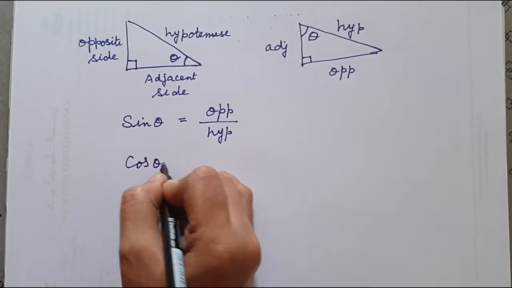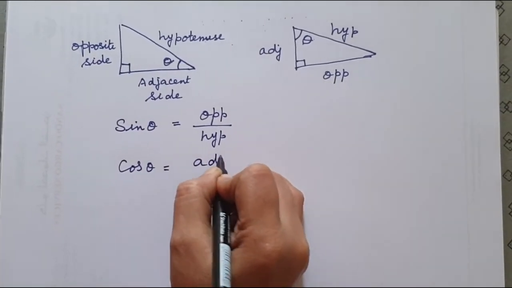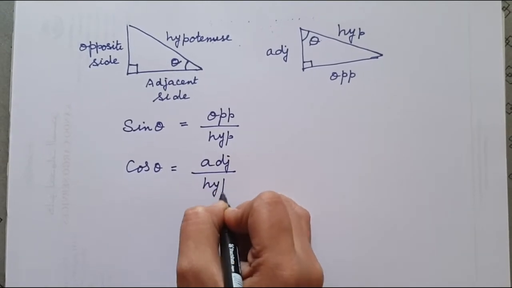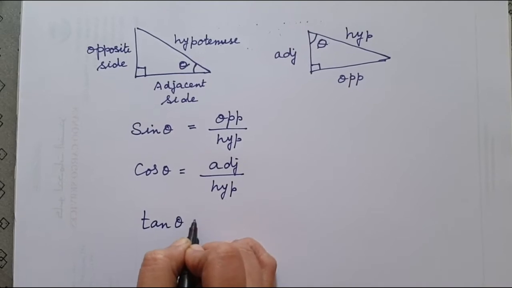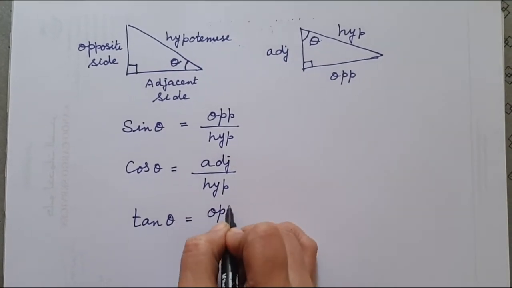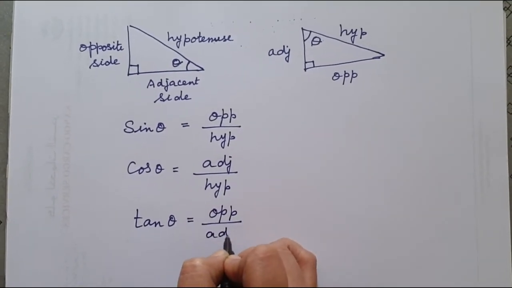Cos theta is equal to adjacent by the hypotenuse. And tan theta is equal to opposite by the adjacent.